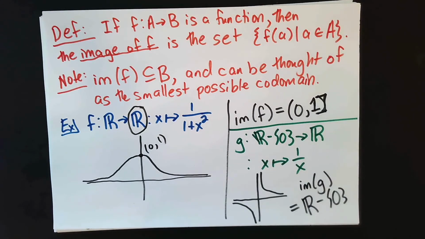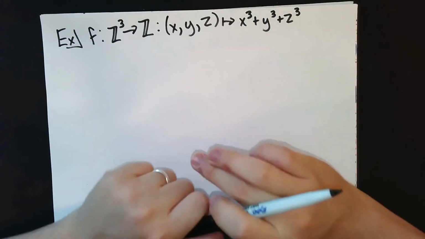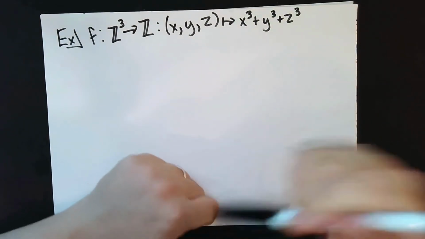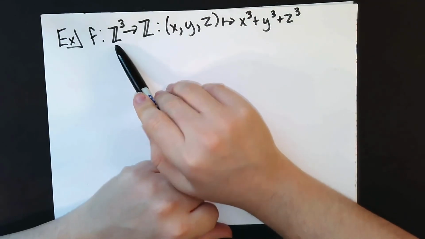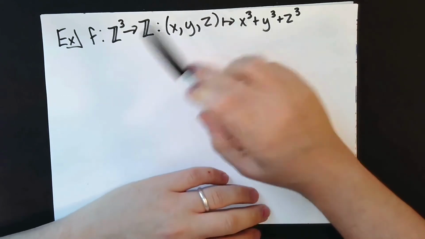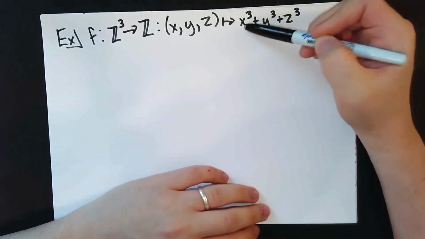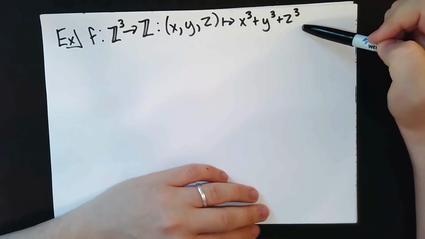Now, I want to note, calculating the image of a function in general can be very, very difficult. Just to show you what I mean by how difficult it can be, let's look at the function that I'm just going to uncreatively call f, whose inputs are 3 integers, that is an element of Z cubed, a 3-tuple of integers. It's going to always output an integer, and the integer it's going to output is going to be x cubed plus y cubed plus z cubed.